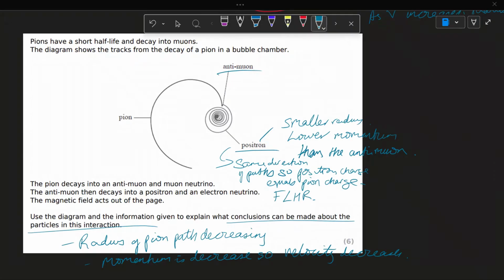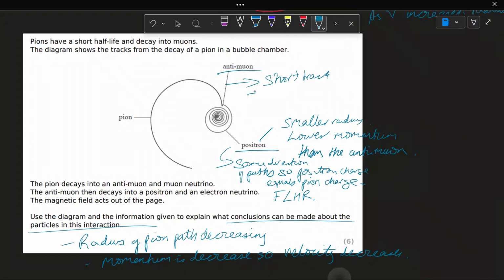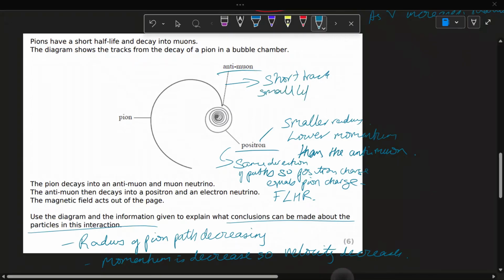And now we can look at the antimuon. You can see that the track sort of stops here. So since it has such a short track, it has a really small lifetime. It doesn't exist for very long.